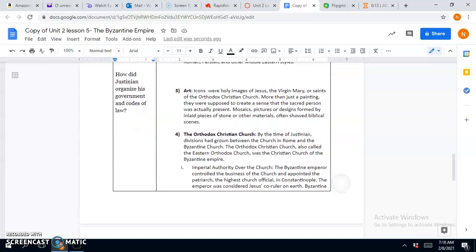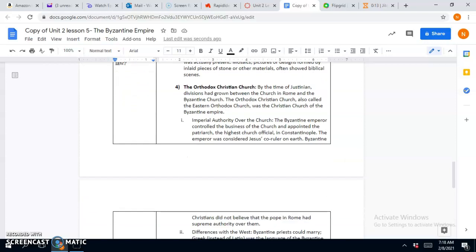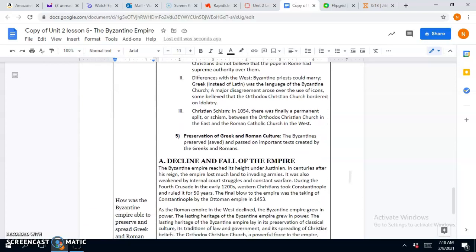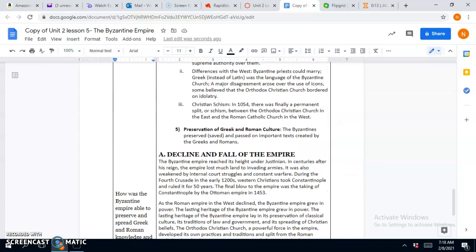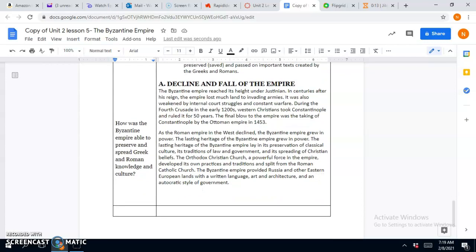Make sure you answer the questions in the margin that say, how did he organize his government and codes of law? You keep reading and look at how I told you about the schism. Here's the word if you couldn't really hear or understand what I was saying. This is the start of some of the wars that started to happen in the early part of history. People were fighting over control, power, and faith.